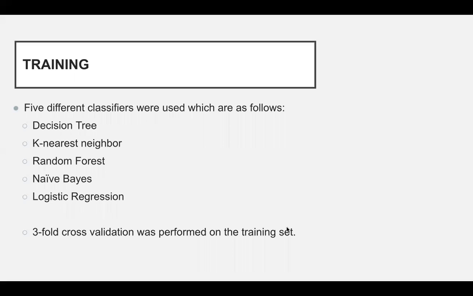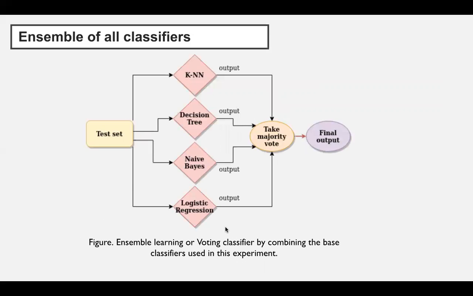For training and testing, 5 different classifiers were evaluated: decision tree, K-nearest neighbor, random forest, naive Bayes, and logistic regression. A threefold cross-validation was performed on training dataset to tune the hyperparameter of the classifiers. We have also evaluated the ensemble of the 4 base classifiers, where the final output is the majority decision of all the 4 classifiers.